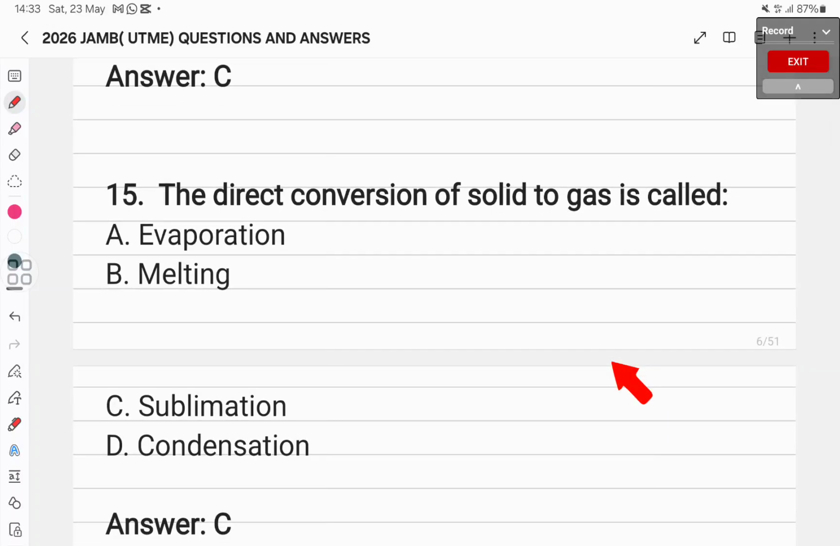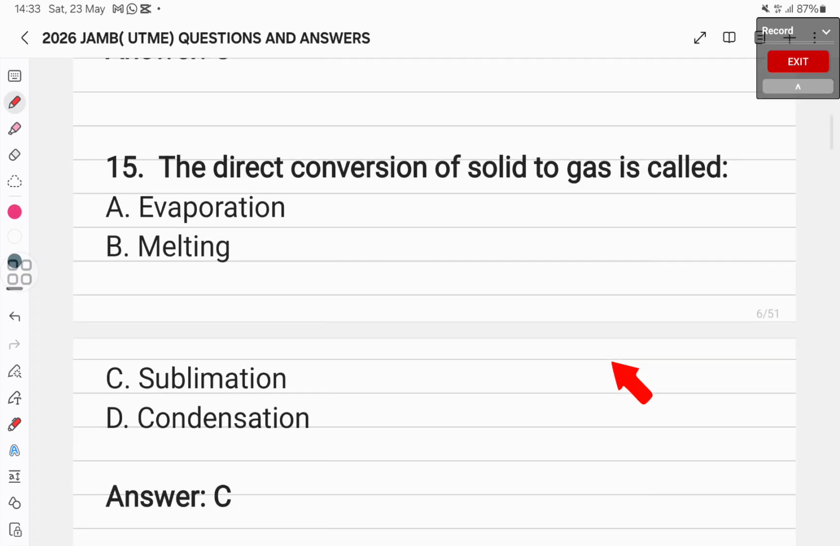Question number 15. The direct conversion of solid to gas is called sublimation. Sublimation is when a solid is heated and it changes to gaseous state without passing through the liquid phase or state at all. Solids that undergo sublimation are those that have low melting point, below the normal room temperature.